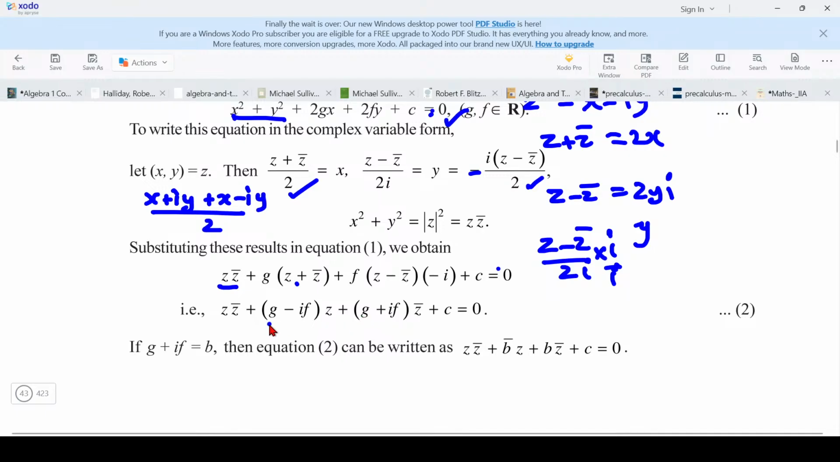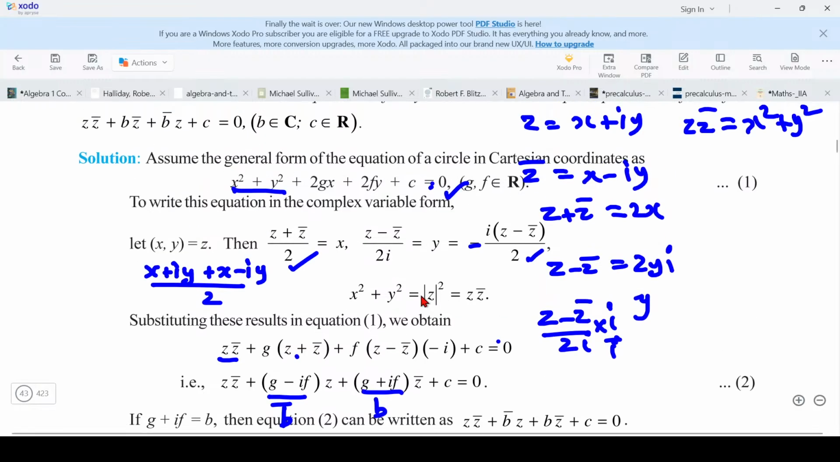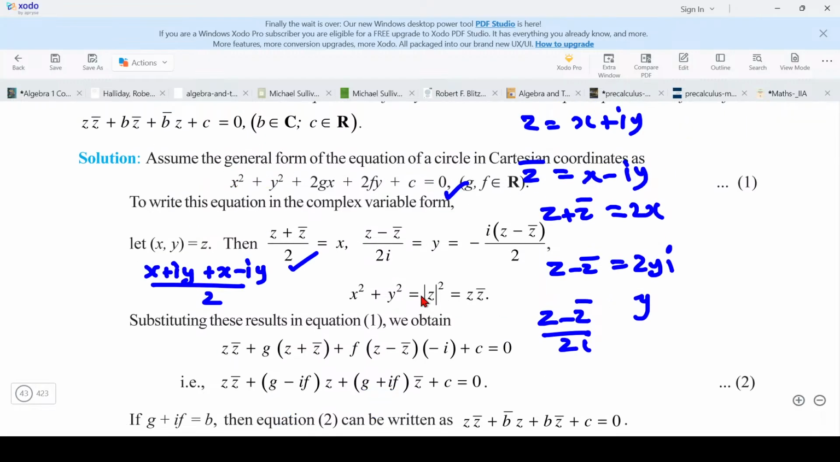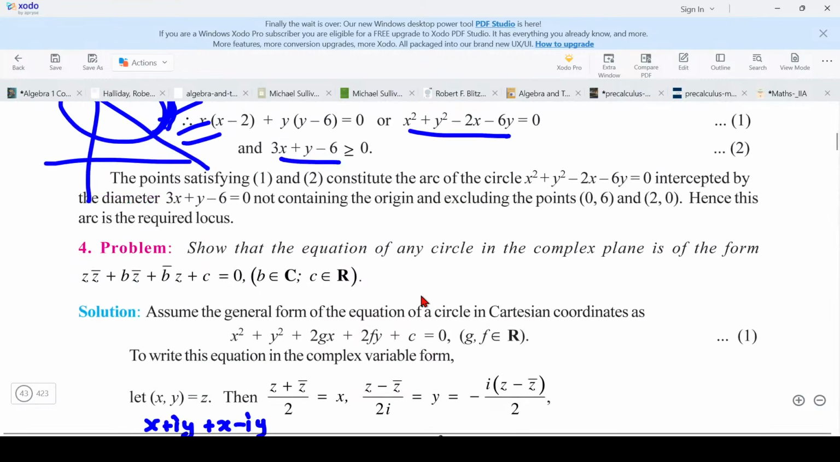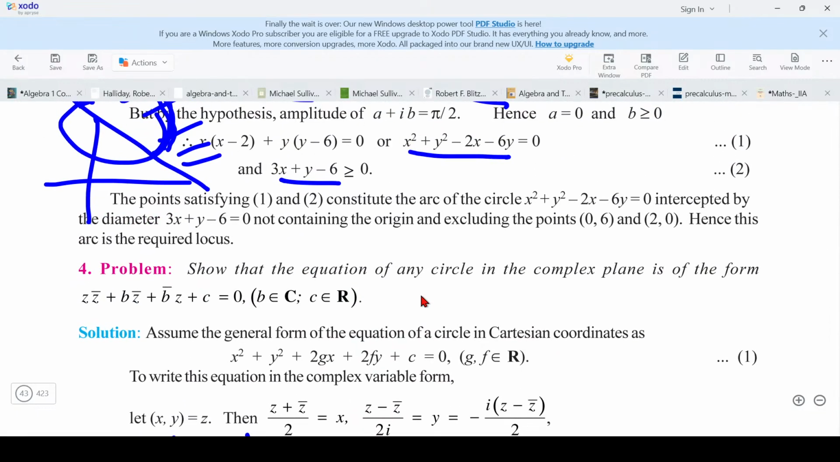Now we have got g minus if, this is one complex number, g plus if, which is another complex number. If we call this some b, then this becomes b complement, right? That's what he's saying. Yes. Z z complement plus b complement into z plus b into z complement plus c. Understood? Yes, sir. Okay, just do it yourself once, this one, and see whether you got the same equation or not.